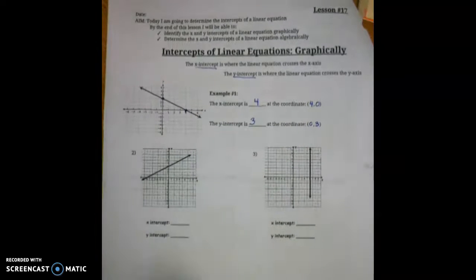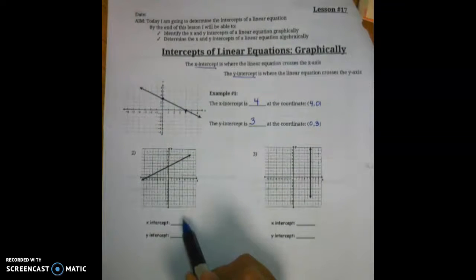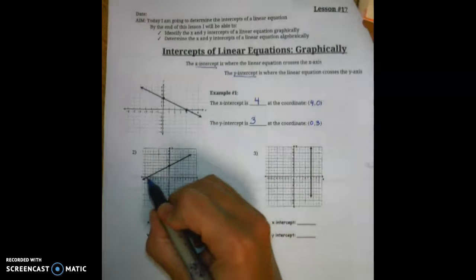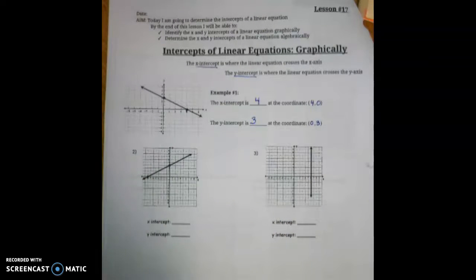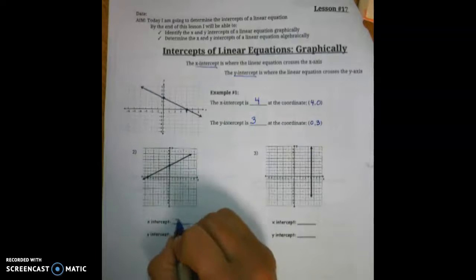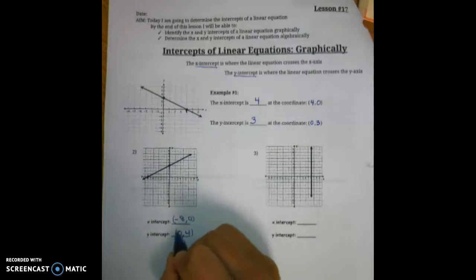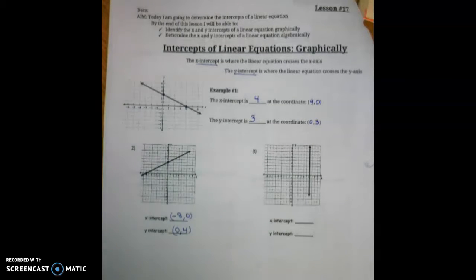So let's take a look at number 2. I want you to write down the x and the y-intercept. Okay, for the x-intercept, your eye should have gone to this point right here at the -8, so we have -8, 0. And this is actually the y-intercept, so your eye should have gone to this point right here at the 0, 4.